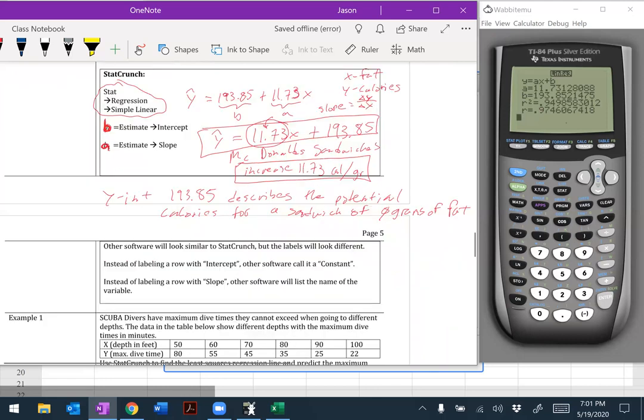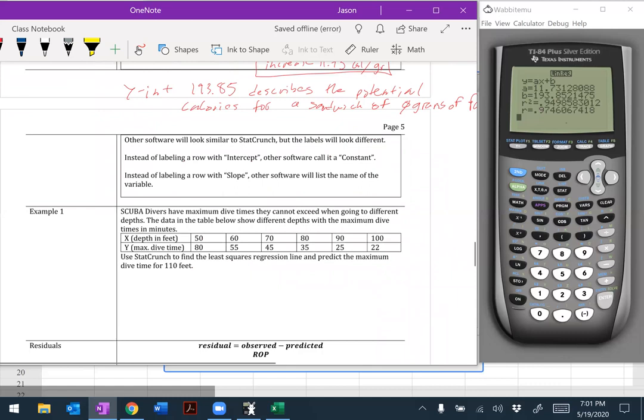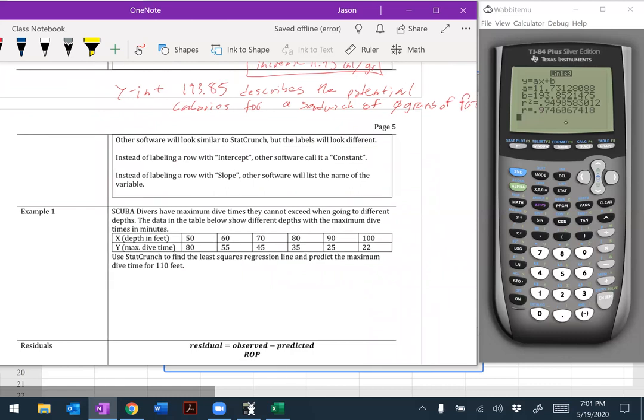Other software will look similar to StatCrunch, but the labels will look different, like the calculator, where we're labeling y equals ax plus b. Instead of labeling the row with intercept, sometimes the software calls it constant. Instead of labeling the row with slope, the other software will list the name of the variable. It's fine, whatever.